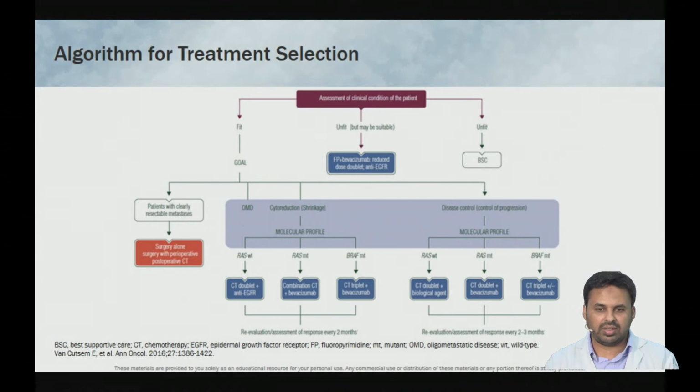What factors decide the chemotherapy and targeted therapy to be used? It is based on the aims of the treatment. If you are aiming at rapid tumor shrinkage and cytoreduction, we usually use a chemotherapy doublet with anti-EGFR in the RAS wild type. If it is disease control and the aim is to prolong survival, then the chemotherapy we use is mainly a doublet with anti-angiogenic agents.